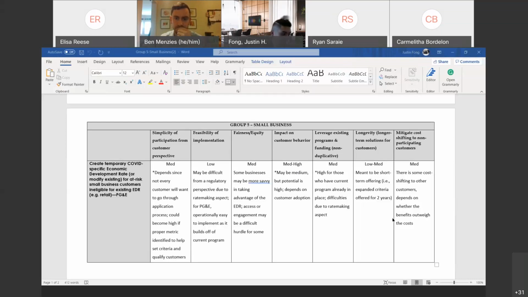Leverage, existing programs and funding is medium. Like I said, that rate already is in place. It's just tweaking it to fit small businesses. Longevity will be low, medium again, because like the payment plans will be for a small period of time. And the cost, the million-dollar question, we have to find funding on how to pay for these programs. And those are the three proposals that our team came up with.